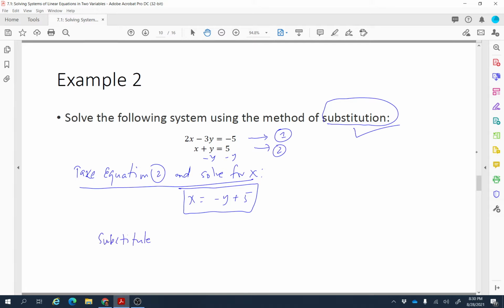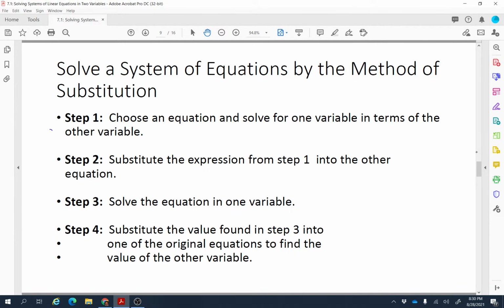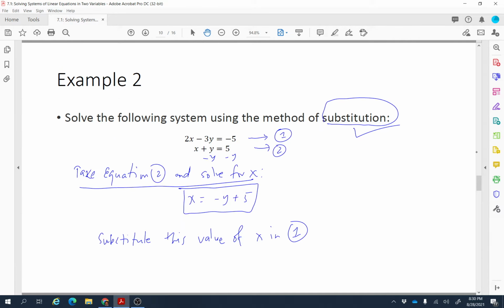Substitute this value of x in 1. That's what we discussed here: choose an equation and solve for one variable. We did that. Substitute the expression from step 1 into the other equation. That's what we're doing here. Substitute this value of x in 1.